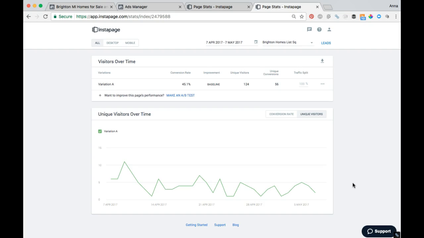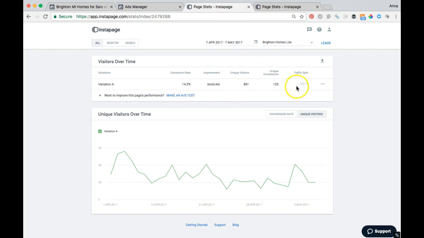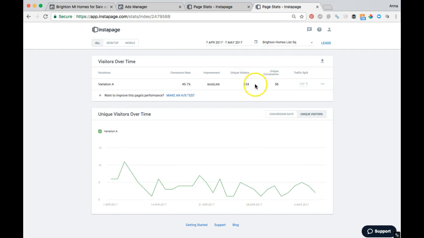So anyway, I hope you found this useful. In general, 124 visitors per month. Sometimes there are these little glitches. This one says 123, this one says 124. But anyway, that's about an average of 4 people per day interested in the homes list.